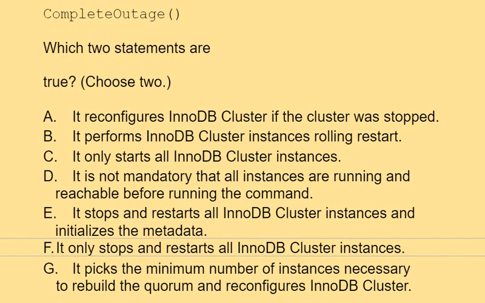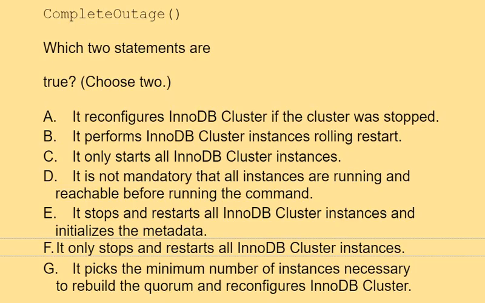Option A, it reconfigures InnoDB cluster if the cluster was stopped. Option B, it performs InnoDB cluster instances rolling restart. Option C, it only starts all InnoDB cluster instances. Option D, it is not mandatory that all instances are running and reachable before running the command.